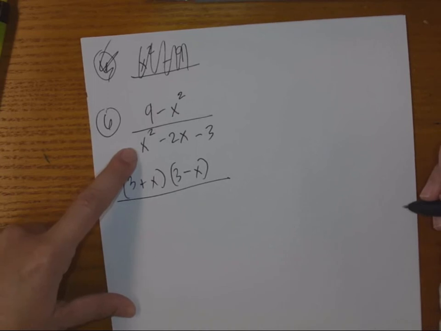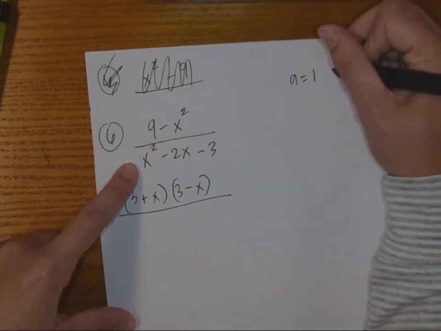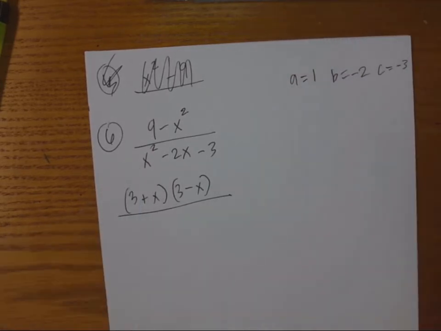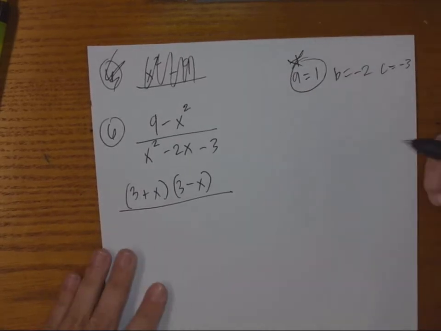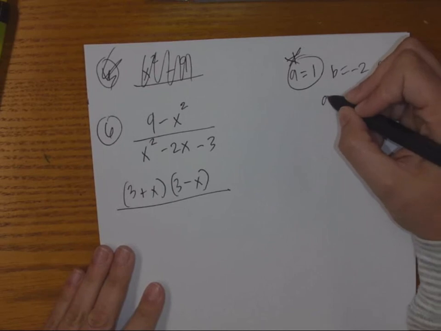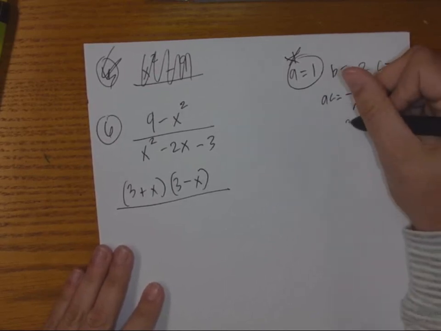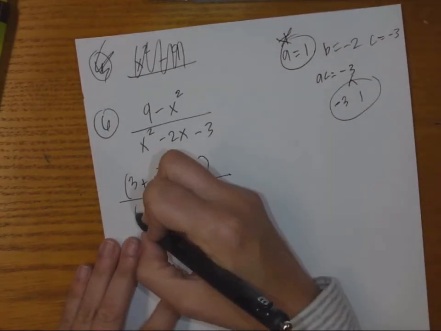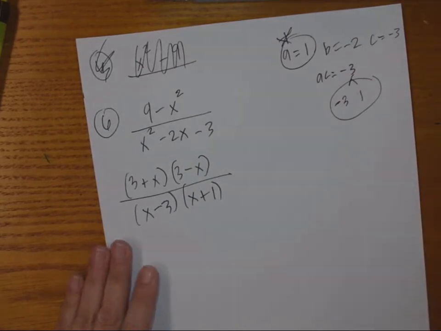On bottom, x squared minus 2x minus 3, that is the AC method. So A value is 1, B value is -2, C value is -3. A times C, thankfully A is 1, so this is a shortcut problem. So A times C is 1 times -3, which is -3. Two things multiplied to get -3, add to get -2 would be 3 and 1. The 3 needs to be negative. So those are my factors. X minus 3, x plus 1.